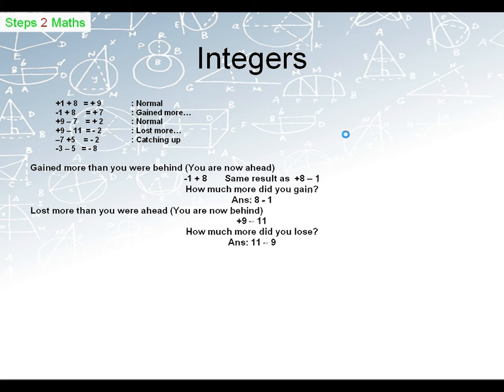The next one is just a normal example. You're used to doing that. And then you have +9 - 11. You've lost more than you had, which means you are now behind. Okay, so you started at +9 and you lost 11 points. So you lost 9 points down to 0 and you lost another 2 points.